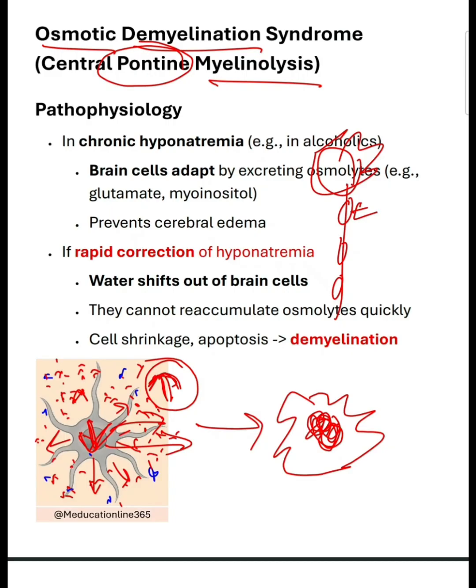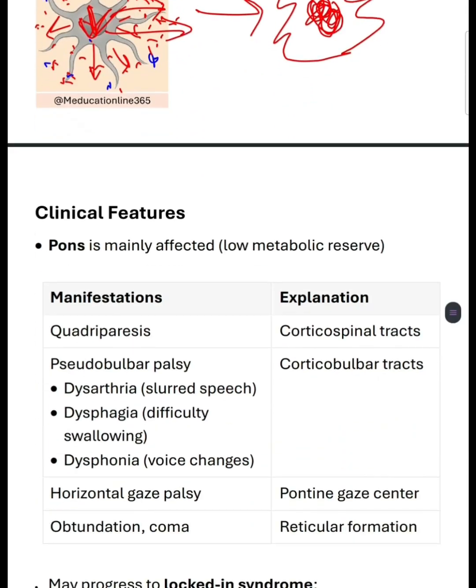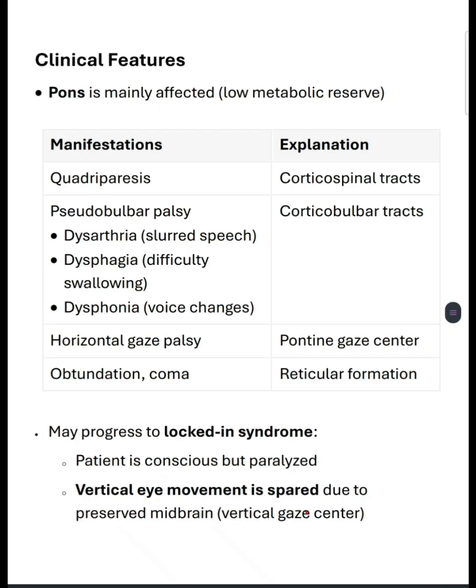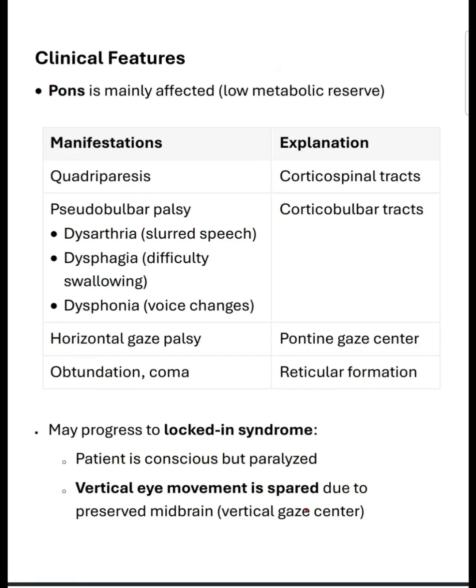So the eventual result of all of this is, due to rapid correction of hyponatremia, the cells will shrink. And if you do an MRI, you will clearly see the demyelination happening. That is why the name has demyelination, but it doesn't mean that only oligodendrocytes or myelin are affected. In fact, astrocytes and neurons are also affected.